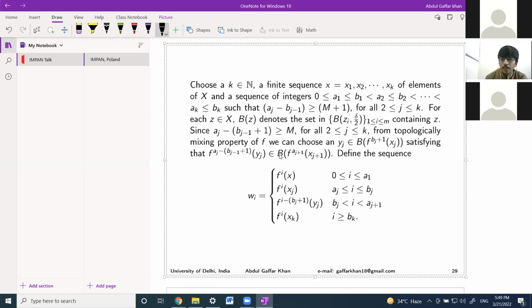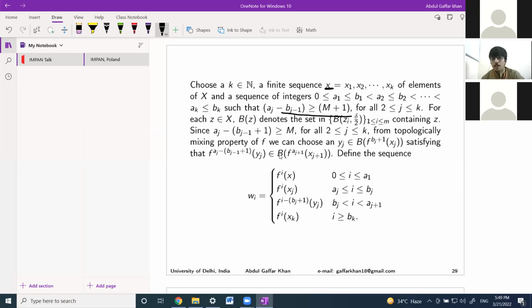So choose a finite sequence of elements of X and a sequence of integers so that the time gap is greater than or equal to m plus 1. M is the integer that we observed. We claim that the time gap required will be m plus 1. For each z, a simple notation: B_z will denote the set of the open ball which contains z. So if z is in the ball centered at z_1 of radius delta by 2, then B_z will denote the ball centered at z_1 of radius delta by 2.